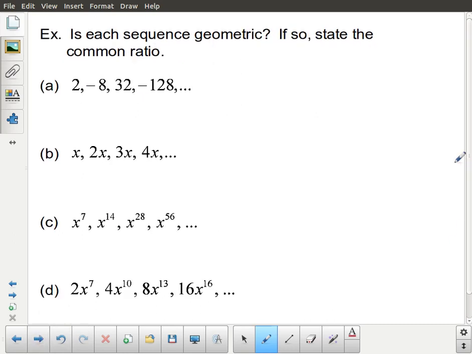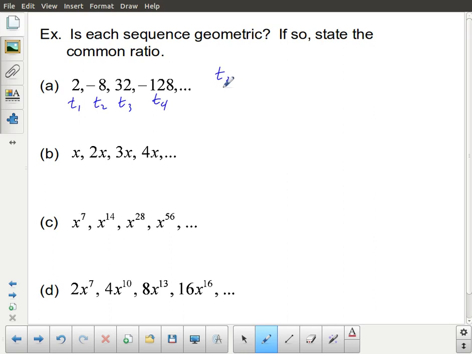All right, how about this? Is each of these sequences geometric? If it is, what's the common ratio? Okay, well, why don't we see what the common ratio is? So if this is T1, T2, T3, T4, then the common ratio is always the second divided by the first.